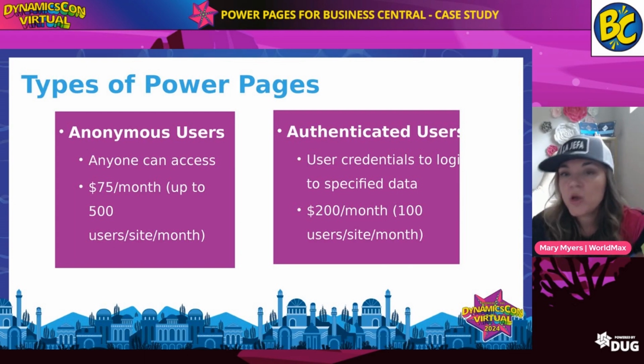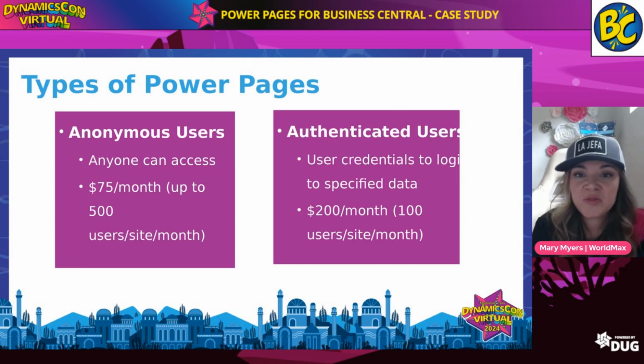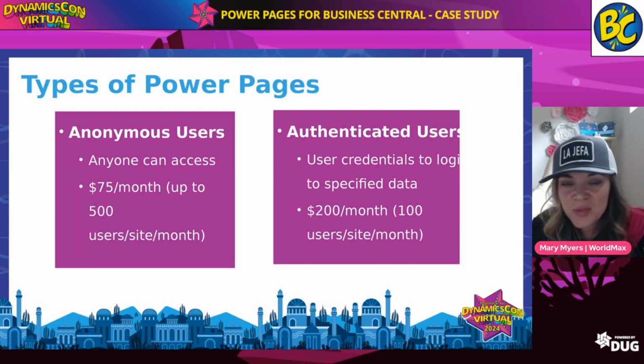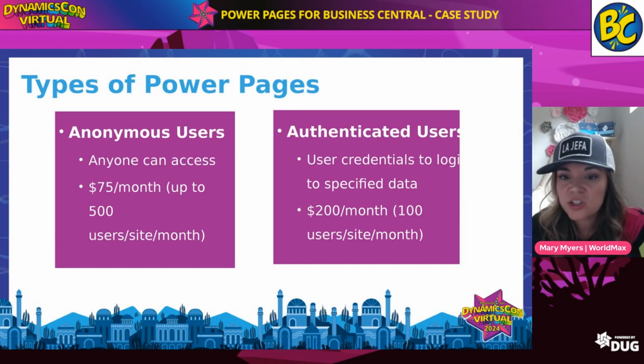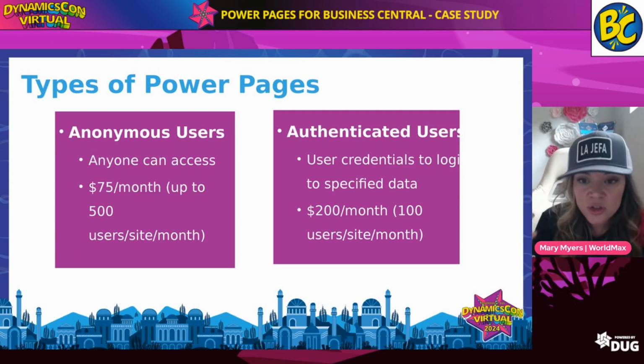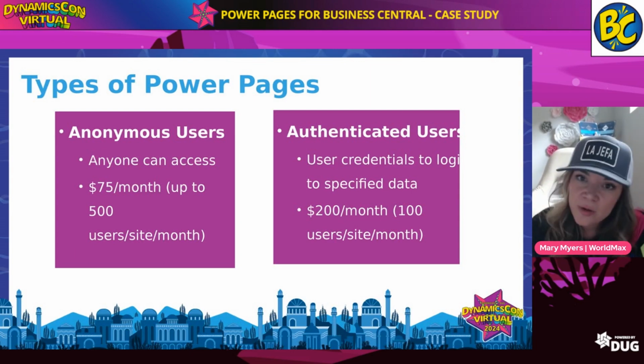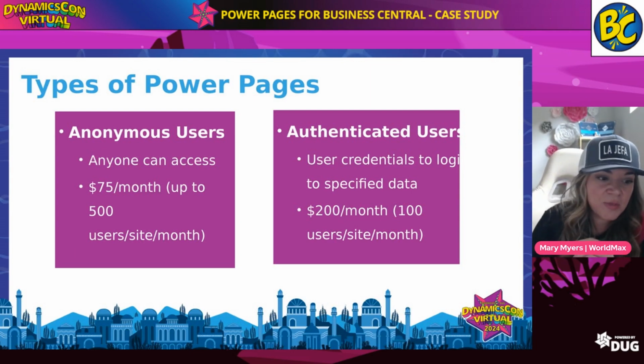And if you're wondering what happens if I go over on either one of those, don't worry. They're not going to shut off your Power Pages. They're just going to bump you up another tier and have you pay for another pack. You would pay another $200 pack, so that you would have maybe 200 users per month. So that is how our Power Pages licenses tier up together.